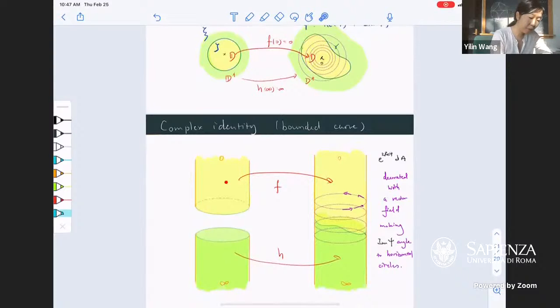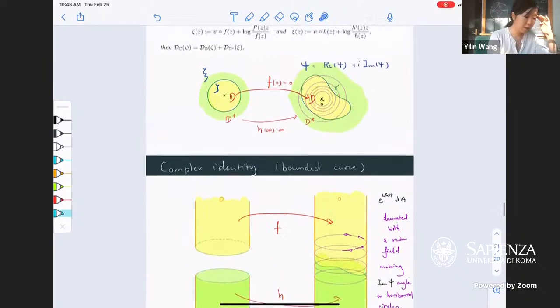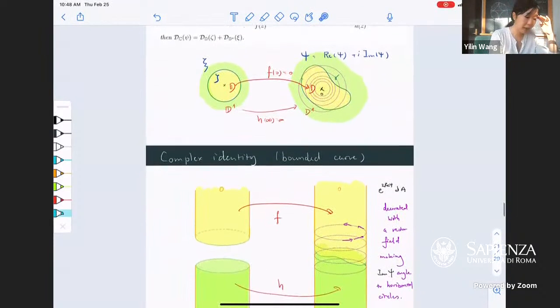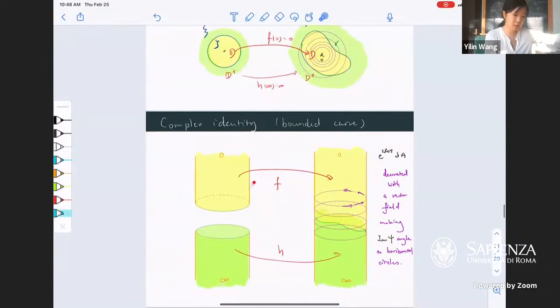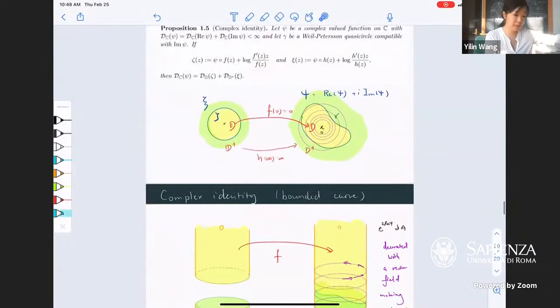And now if I pull back by F and H, the measure transforms with a factor depending on F prime. And the vector field will move together with F by the conformal map, the argument of F. And this transformation law actually describes how this pair of measure and vector field changes under conformal map. And the theorem says that if I cut my domain with a field that is compatible with the curve, then their Dirichlet energy will be preserved.